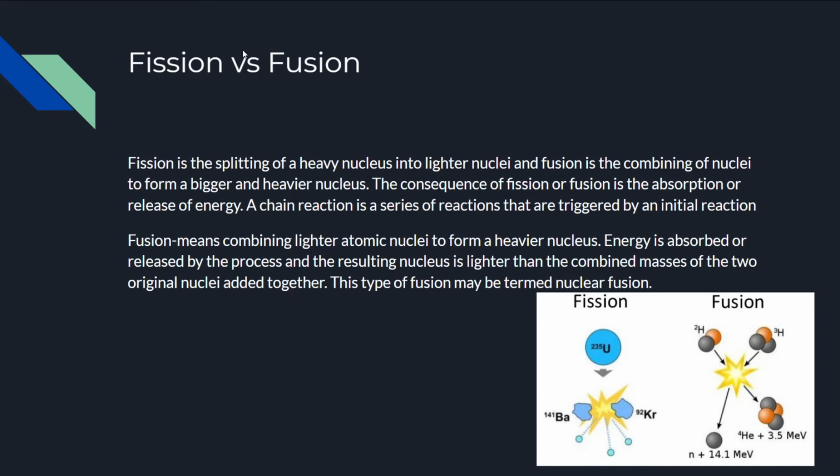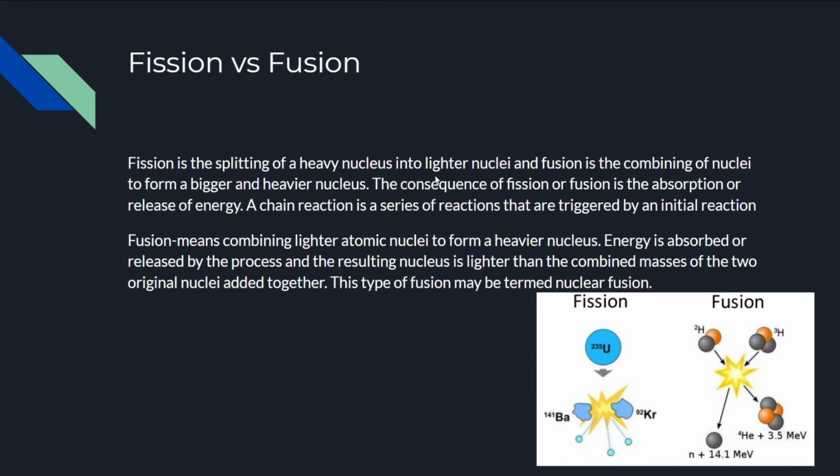And then we have fission versus fusion. Fission is the splitting of a heavy nucleus into lighter nuclei, and fusion is the combining of nuclei to form a bigger and heavier nucleus. The consequences of both is absorption or release of energy, and a chain reaction is a series of reactions that are triggered by the initial reaction.